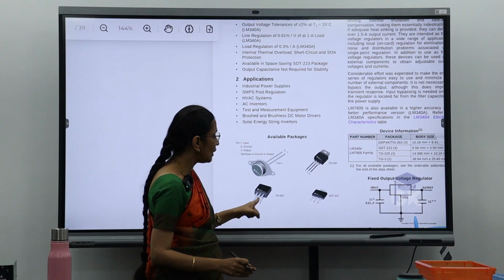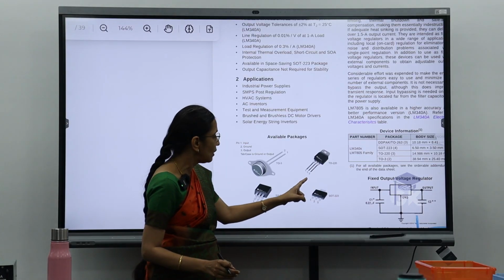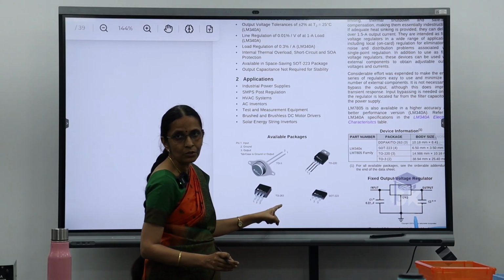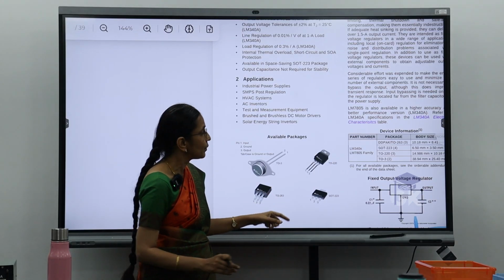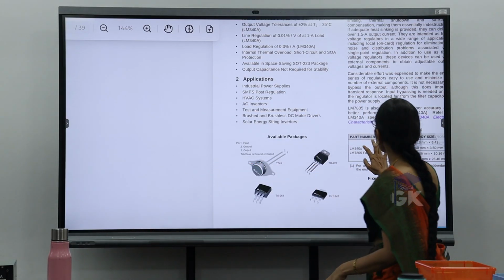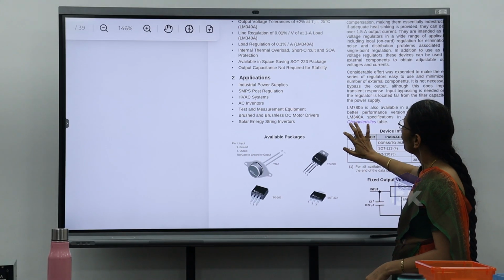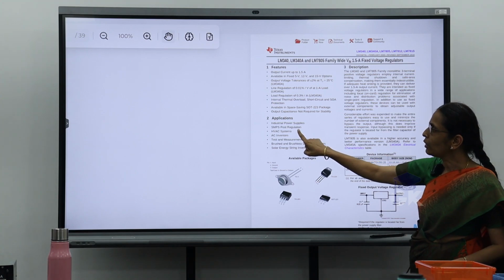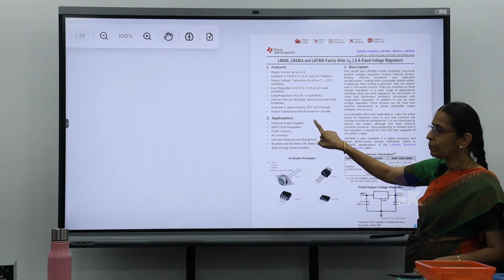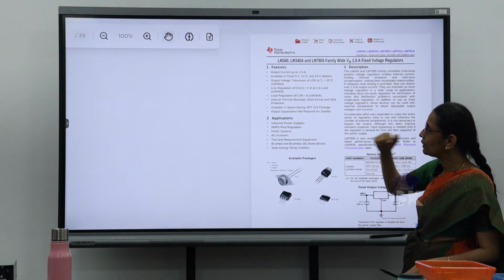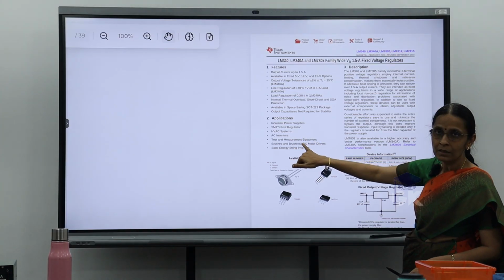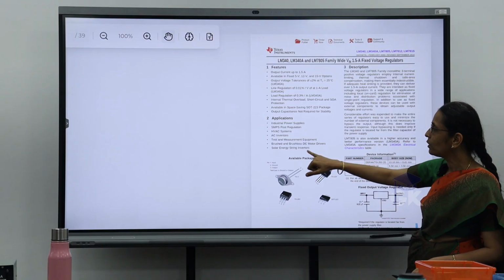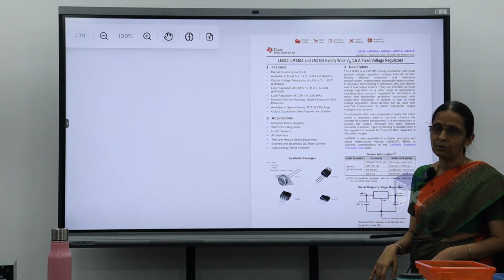These are all for your SMTs. SOT is nothing but your SMT. This is another, TO263, that is also for your SMT packages. Okay, so here the body size, the dimensions and all are given. Here we have the applications of it. What are the applications? It can be useful for your industrial power supplies, SMPS, in your HVAC, AC. Then you can have it for test and measurement, brushed and brushless motors, then solar energy string inverters.